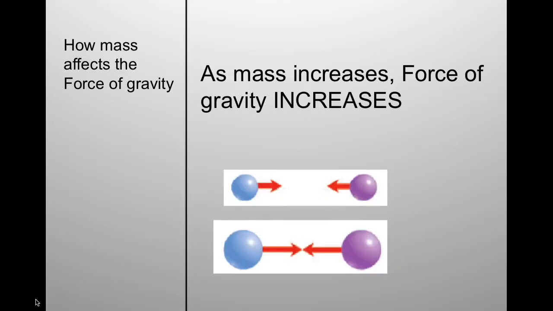Mass affects gravity in that as mass increases, the force of gravity also increases. So for example, down here, if the distance between the centers of two objects is the same, and you were to increase the mass, the force of attraction between the two objects would increase.